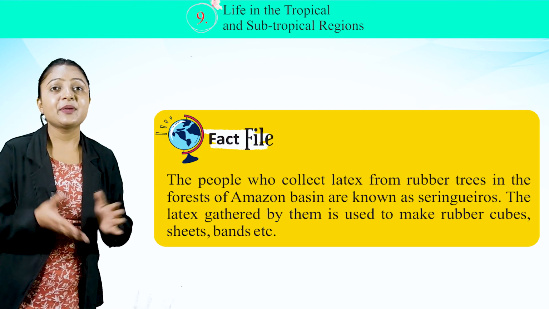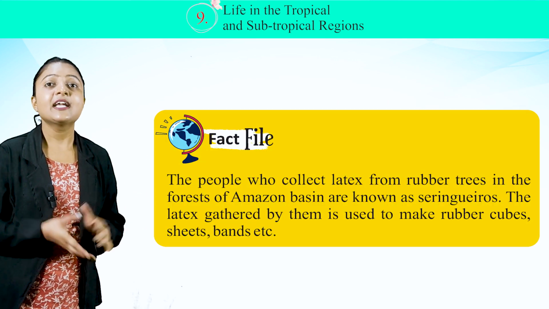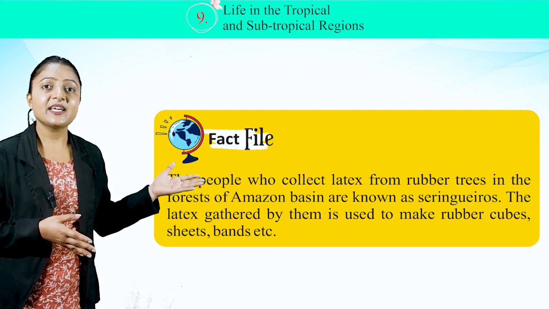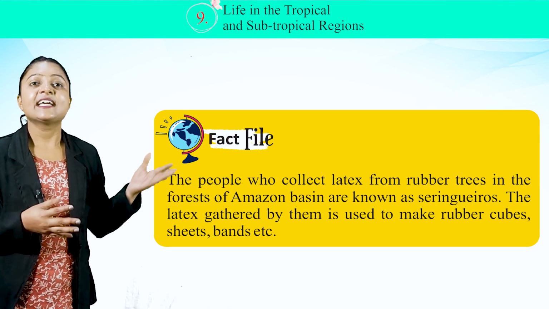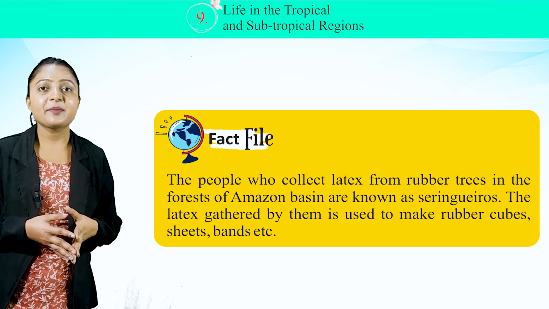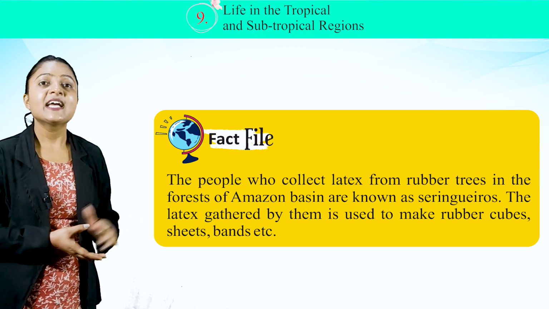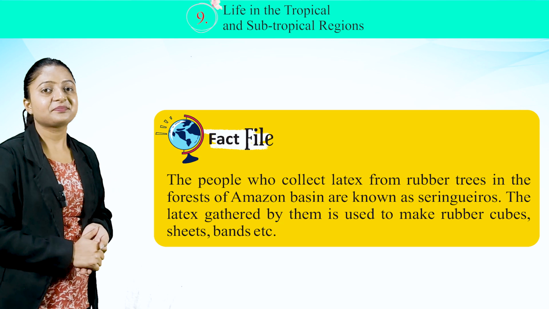Fact file. The people who collect latex from rubber trees in the forest of Amazon basin are known as Seringueros. The latex gathered by them is used to make rubber cubes, sheets, bands, etc.